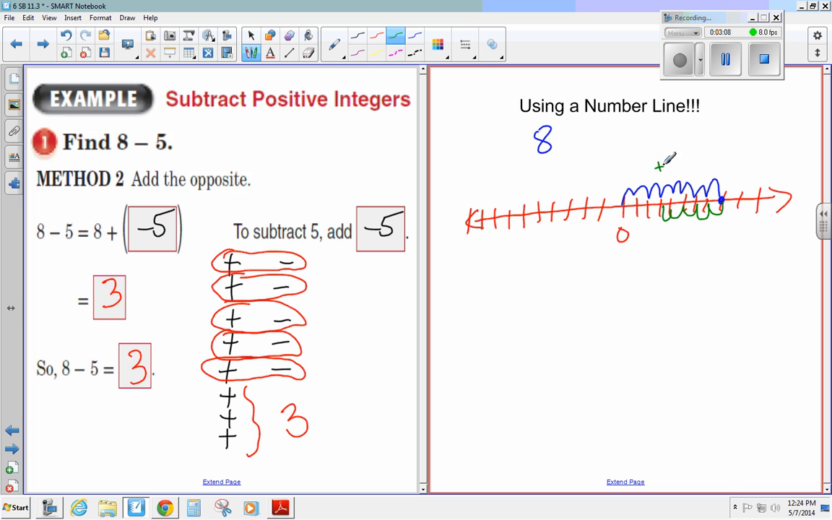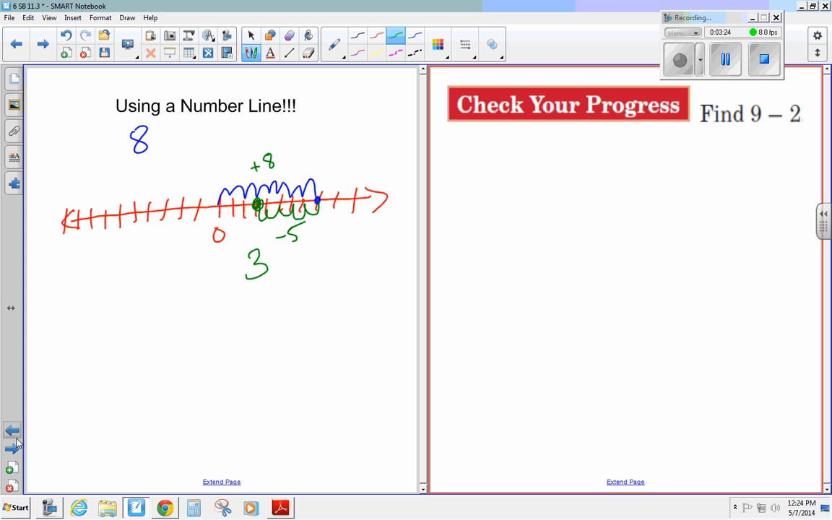So that was a plus 8. This was a minus 5. And now my answer is 3. So counters, adding the opposite, number lines, all of those are good ways to help you subtract positive integers.